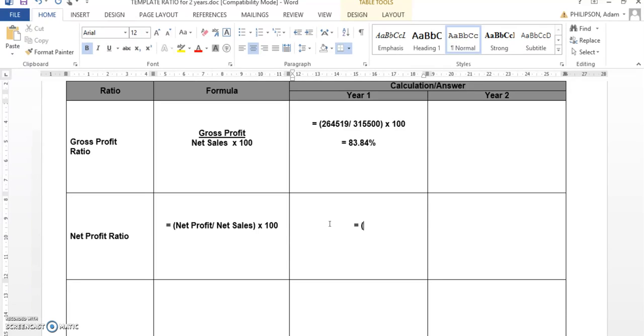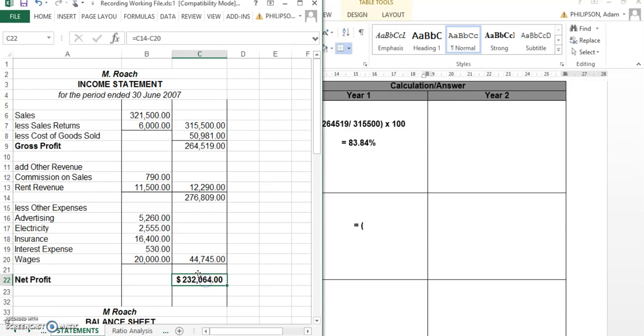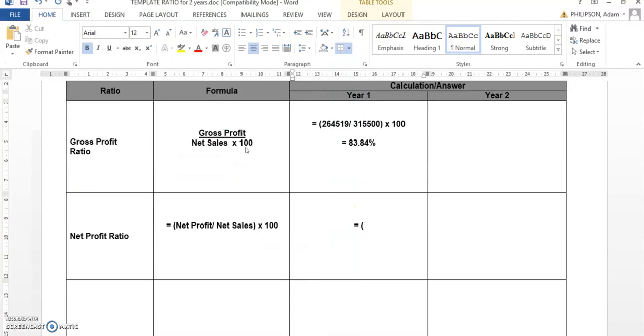So our net profit, again, going back to our income statement, is 232,064, and our net sales, again, is this 315,500. So we've got 232,064 over 315,500 times 100 equals 73.15%.